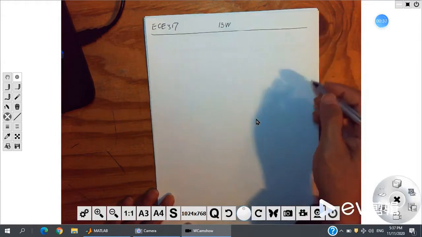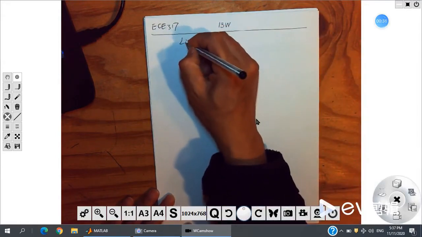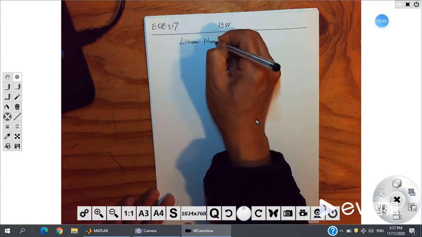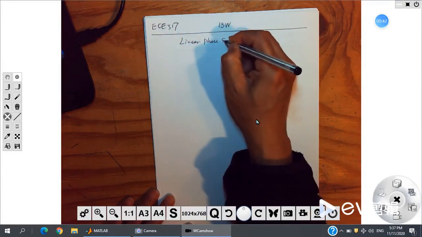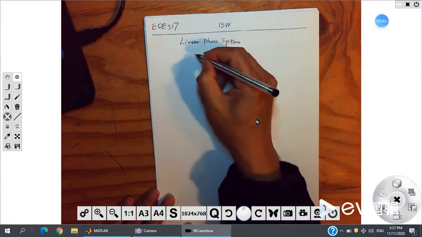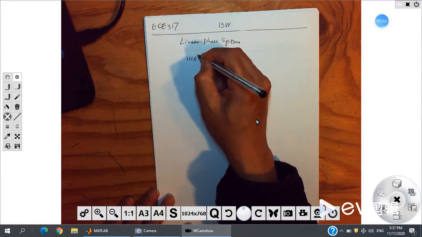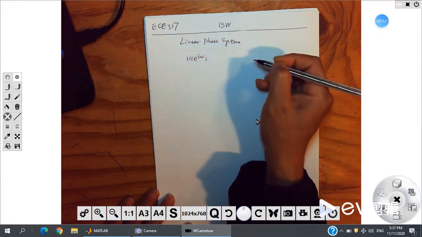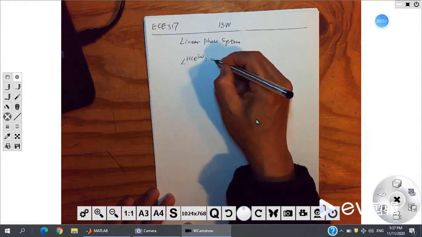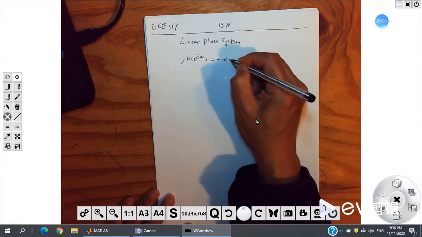We consider linear phase systems. So the feature is just like this. H of e to the j omega is the frequency response. We check the angle. This angle will equal to some negative constant alpha times omega.